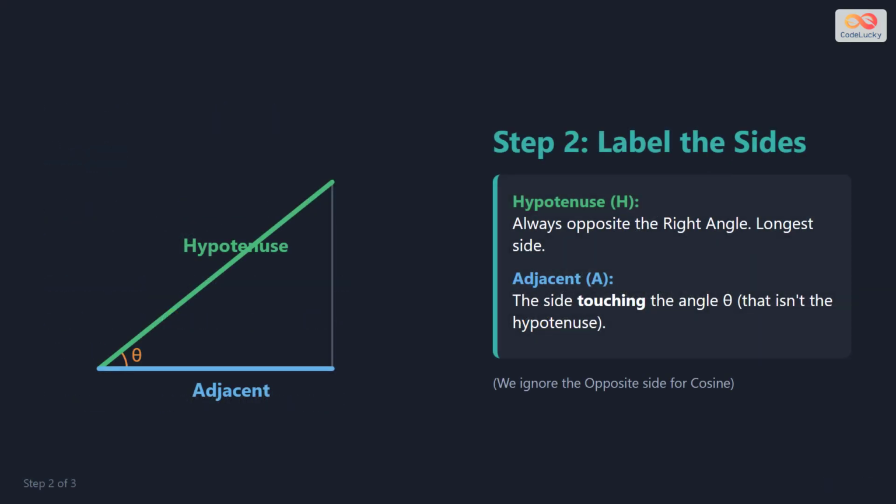Now let's label the relevant sides. We already know the hypotenuse is the longest side opposite the right angle. The other important side for cosine is the adjacent side. Adjacent literally means next to. So, the adjacent side is the one that touches your angle theta but is not the hypotenuse. We can ignore the opposite side for now.